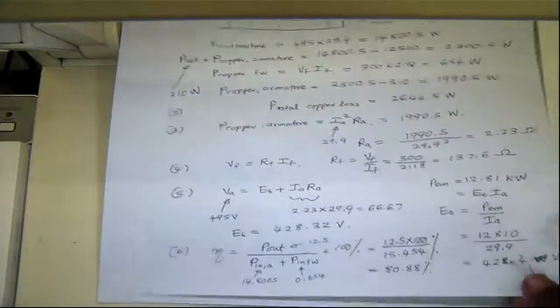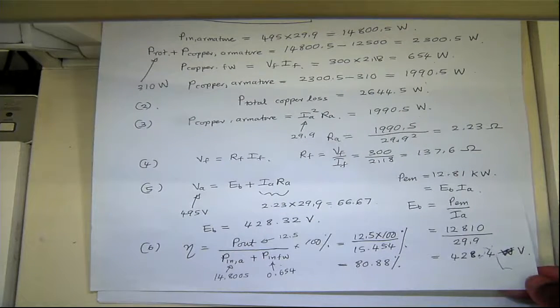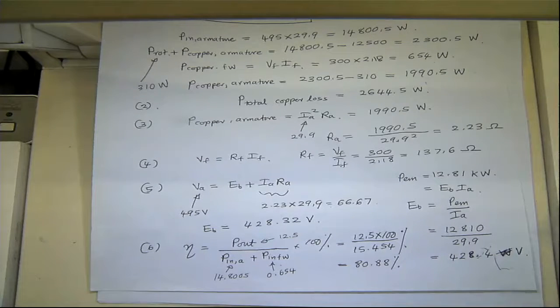So we're assuming that it's running slower because the load is greater? For part B, is it? No, it can be different terminal voltage. The terminal voltage might be reduced. Right, so it's going to be less than 495? Yes, yeah.